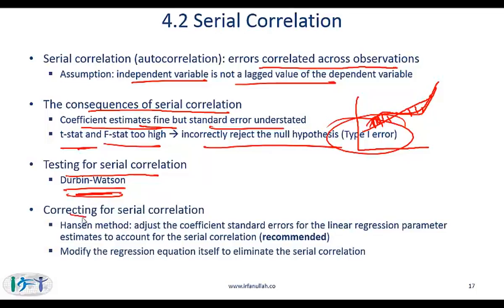How do you correct for serial correlation? You use what is called the Hansen method, where you adjust the coefficient standard errors. What does this mean? There is a standard error associated with each of the coefficients. So those are adjusted, and this is actually the recommended method. The other is to modify the regression equation itself to eliminate serial correlation.